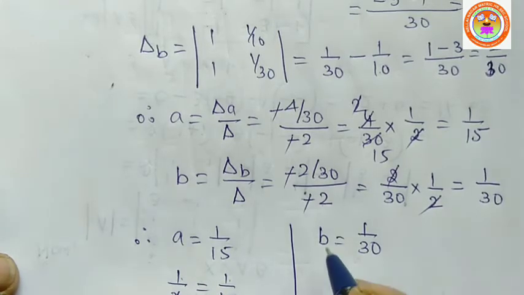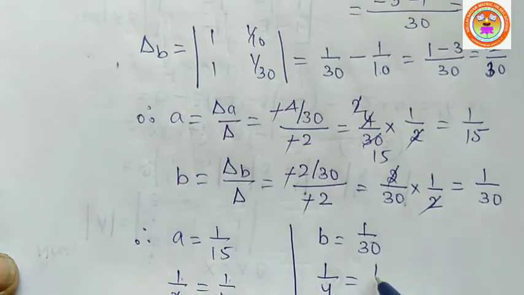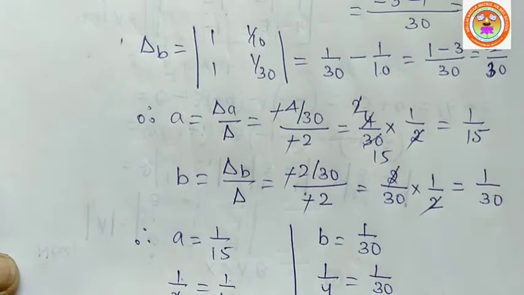Okay. Likewise B. What is B? B means 1 by Y. 1 by Y is equal to 1 by 30. Just cross multiply. So Y is equal to 30.